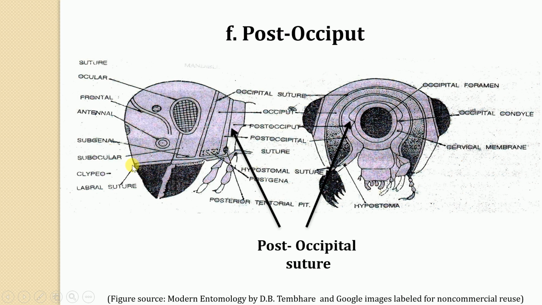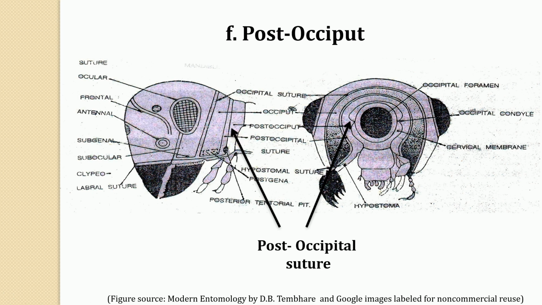Similarly, we have discussed the clypeofrontal suture. When the clypeofrontal suture is absent, the demarcating boundary is the position of the anterior temporal pit. Likewise, here when the post-occipital suture is absent, you have to see the position of the posterior temporal pit, which lies exactly on the post-occipital suture and which is the demarcating point of the occiput from the post-occiput.